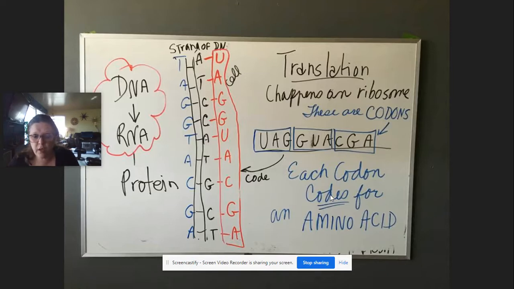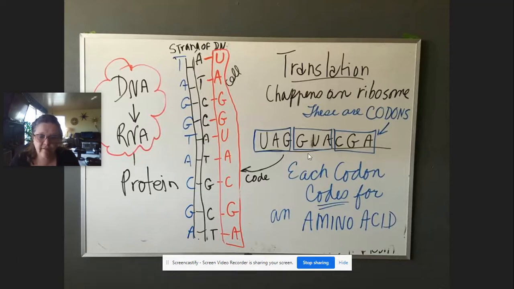So each codon codes for 1 amino acid. And you'll remember that amino acids are the building blocks or the monomers of proteins. Okay, so now we have this UAG.